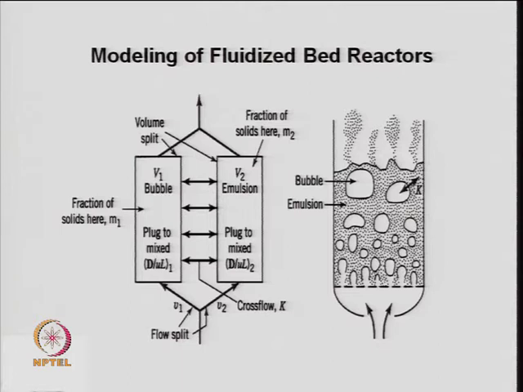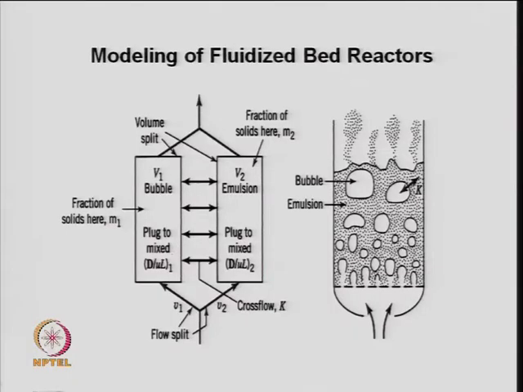So, flow splits into two, bubble and emulsion, and this is something like a plug to mixed flow. You will have something like d upon UL, a kind of dispersion number, and this is again plug to mixed flow. So, again here you have a kind of degree of non ideality, that is a dispersion. The fraction of the solid we are assuming here is m1 and the fraction of the solid in this section is m2, and then these two are taken together as discussed earlier, and then again it is a concentration at the exit, defined in terms of the inlet and exit. So, one can calculate the conversion.